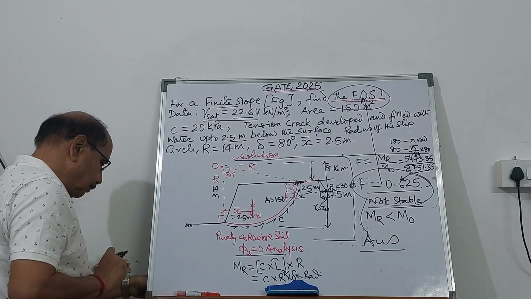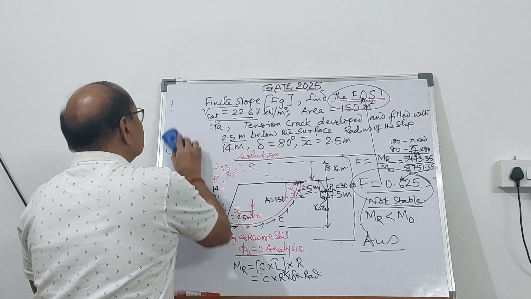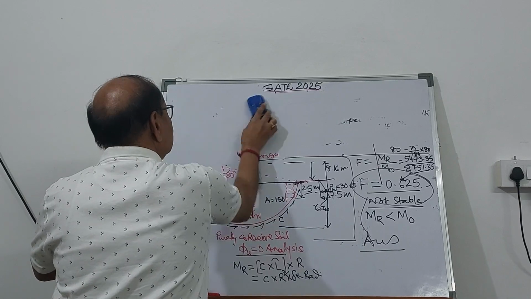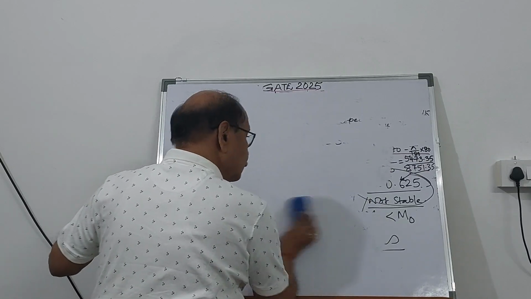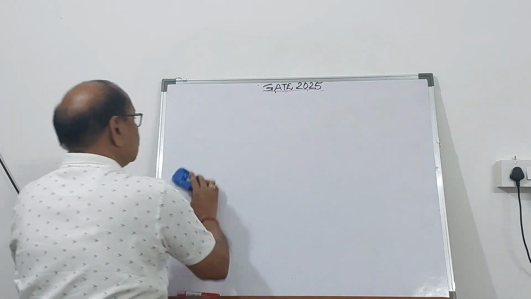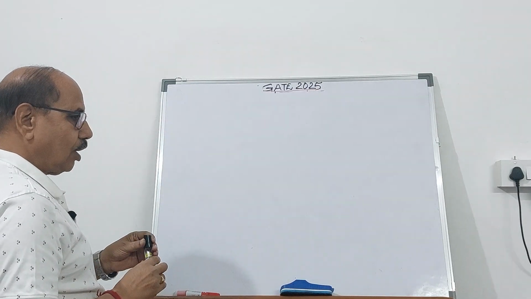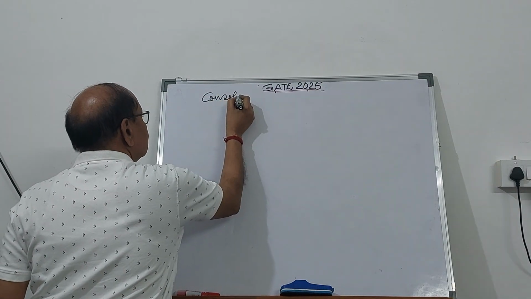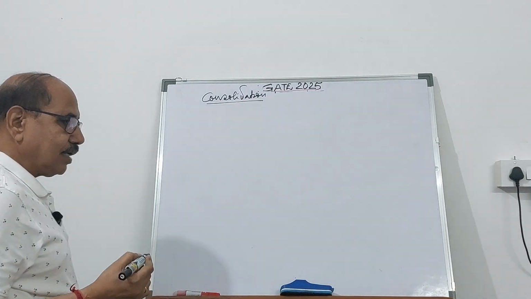The next problem is like this. GATE 2025 problems are quite interesting. Friends, the next problem is on consolidation. The problem is like this.